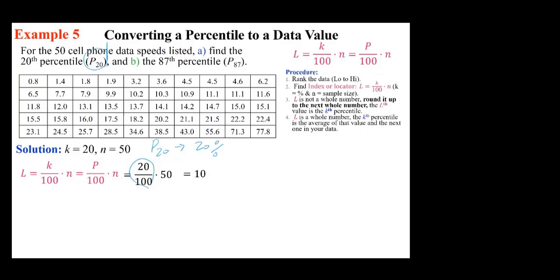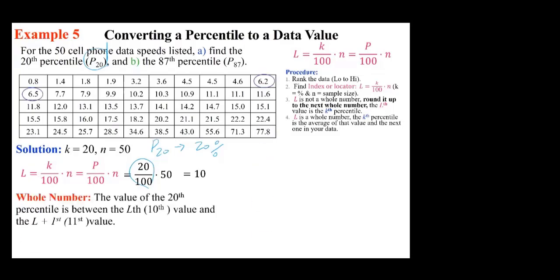Because it is a whole number, you locate that, you use the next one, you take the average of the two. So this is the 10th one, 6.2. And the next one is 6.5, add them up, divide by 2. I want to make sure everybody understands what's happening here. We are dealing with a whole number. Look at the procedure, step number 4. Because it's a whole number, use the next one as well.